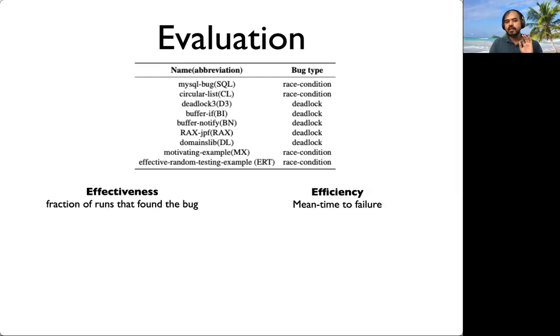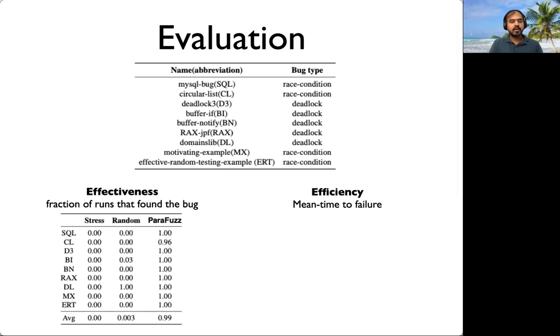We were interested in 2 metrics. The first is effectiveness. So what fraction of the runs does the tool actually find the bug? And the second is efficiency. What is the mean time to failure? Right. So we ran each of these test cases for 30 executions for each tool, and we report here the fraction of executions that found the bug.